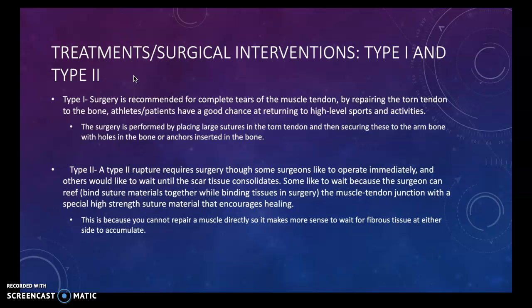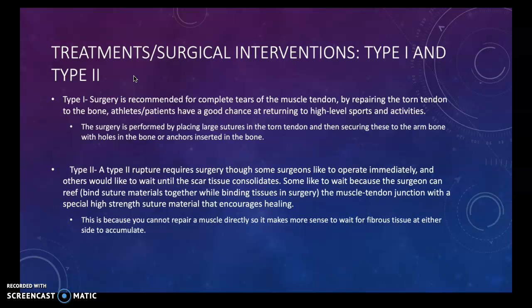A type 2 rupture requires surgery, though some surgeons like to operate immediately, and others would like to wait until the scar tissue consolidates. Some like to wait because the surgeon can reef or bind suture materials together while binding tissues in surgery. They can reef the muscle tendon junction with a special high-strength suture material that encourages healing.